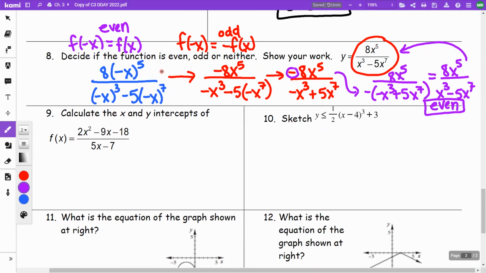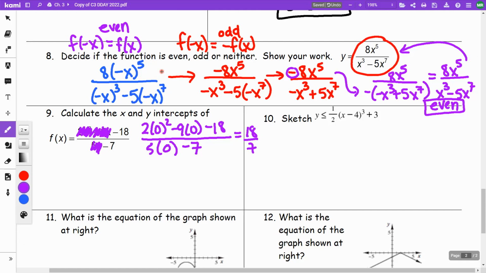X and Y intercept. So I'm going to put 0 in for my x's. And when I put 0 in for my x's, I can easily just show you here without having to actually compute this, that I'm going to get a positive 18/7, because any term that has an x is going to be gone. It's going to become 0. Okay, so that's all gone. And what am I left with? A negative 18 over a negative 7, which is 18/7. That is my y-intercept, because I put 0 in for my x and I was solving for y.